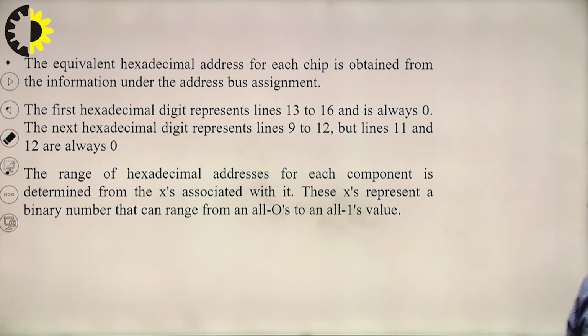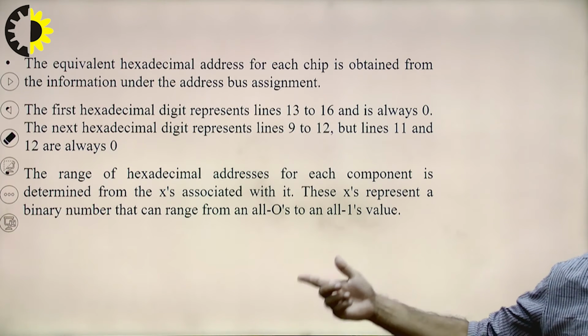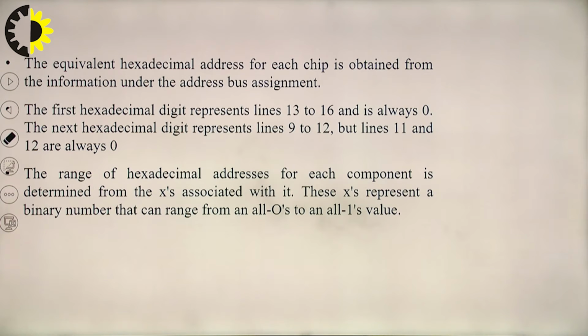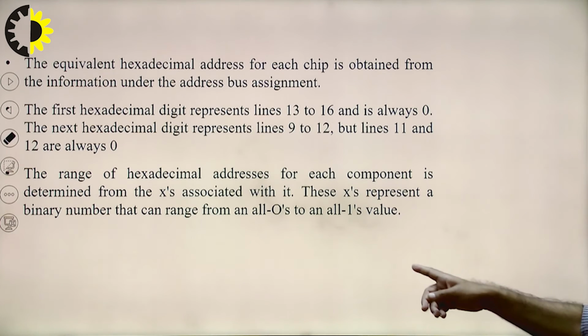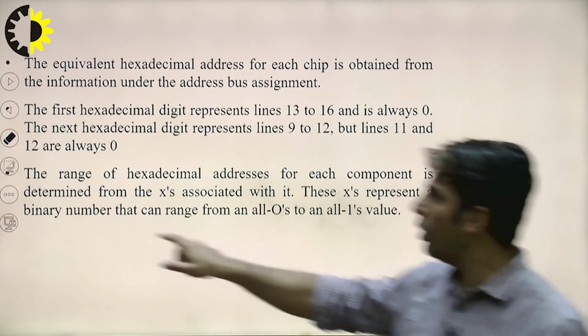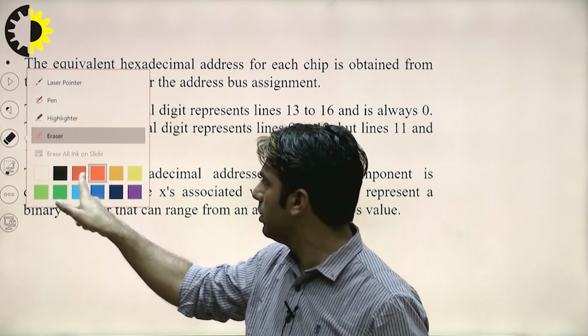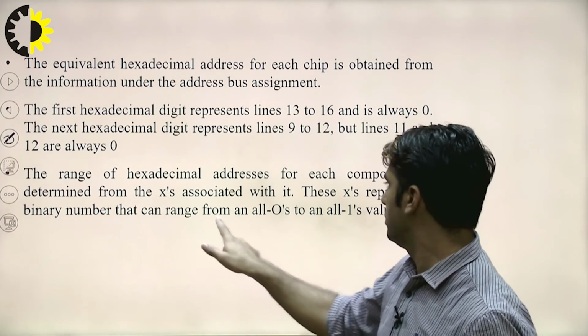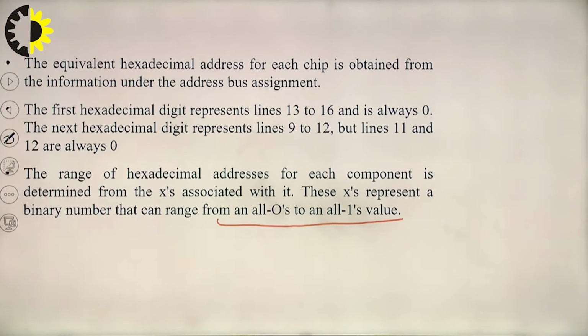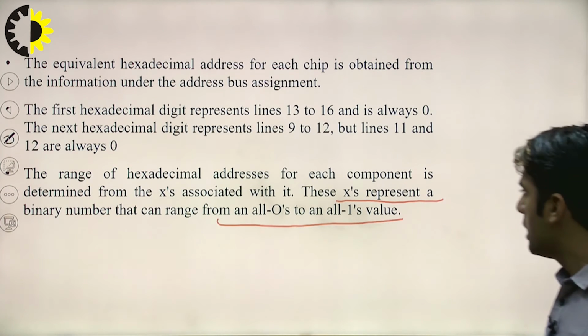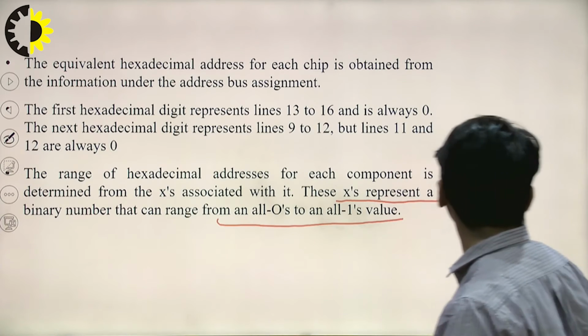So the next hexadecimal digit represents lines 9 to 12, but lines 11 and 12 are 0. Lines 11 and 12 are also not being used here, so they are 0. The range of hexadecimal address for each component is determined from the X associated with it. The X represents a binary number that can range from all 0s to all 1s. So this is an important point.